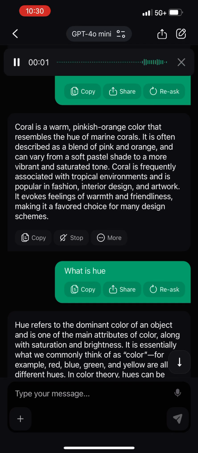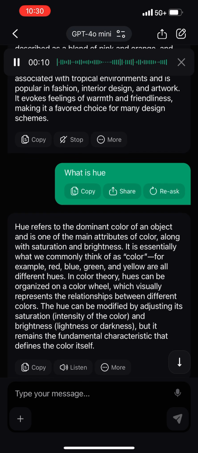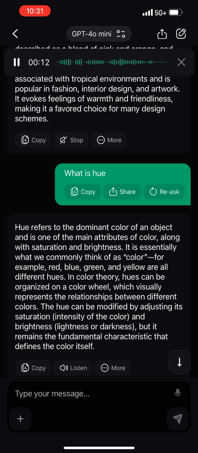Coral is a warm, pinkish-orange color that resembles the hue of marine corals. It is often described as a blend of pink and orange and can vary from a soft pastel shade to a more vibrant and saturated tone.